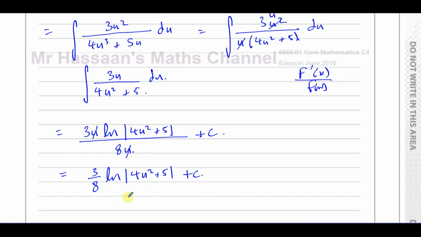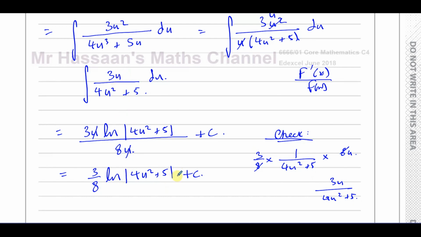All right, and we can check to see, does this give us that if we differentiate it? If you differentiate this, you have 3 over 8 times, now the ln of something becomes 1 over that thing, as it is, but then multiplied by the differential of what's inside the function, which is going to be 8u. So the 8 cancels with the 8, and you're left with 3u over 4u squared plus 5, which is exactly what we started with here before we started integrating. So we know that this definitely is the integral of what we had there.